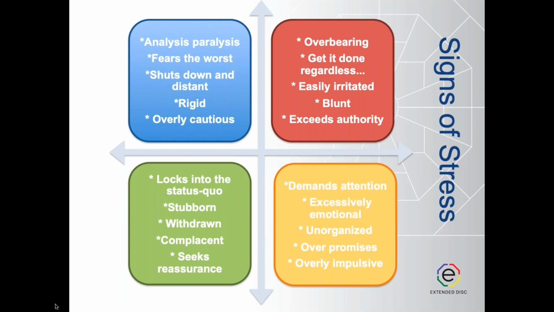So Ian likes to be the center of attention. And a sign of stress is when he starts to demand that attention. Look at me, look at me. And he is naturally emotional, but when he's under stress, it's excessive, right? Over the top. And he also becomes even more unorganized and overpromises and becomes overly impulsive. He's just stressed out and wants to maintain that positive, we can do it, cheerleading attitude, that it becomes a little overly impulsive and overpromising.